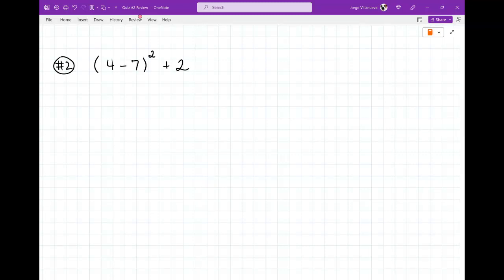So the quantity of 4 minus 7 squared and plus 2. So we're going to start off with the parenthesis, right? 4 minus 7 is going to give me what? Negative 3, right? And negative 3 squared is 9. But if you put it on your calculator, be careful, because if you don't put a parenthesis around it, it's going to give you negative 9. Anytime you're going to square something that has a negative, make sure you put a parenthesis around it. But that's going to be 9 plus 2, which is 11, and you're done.